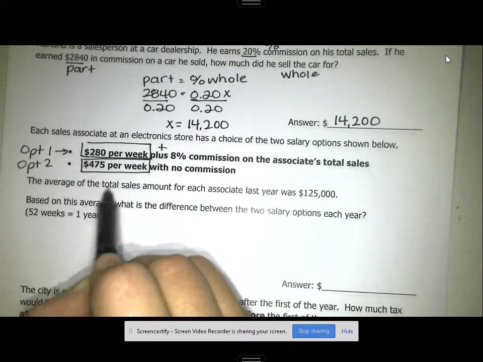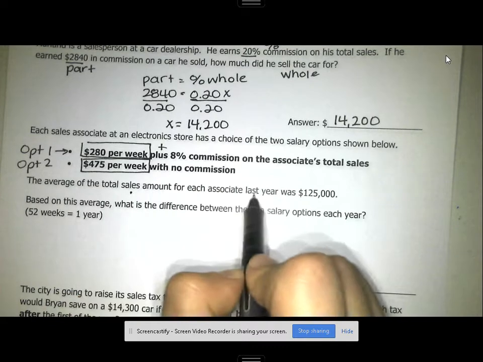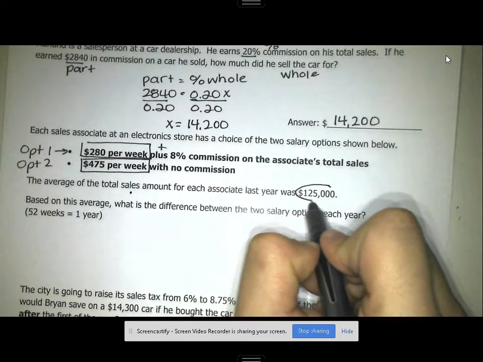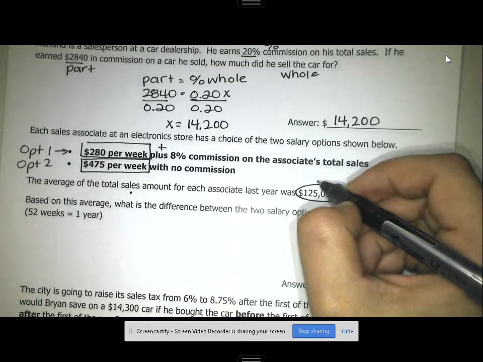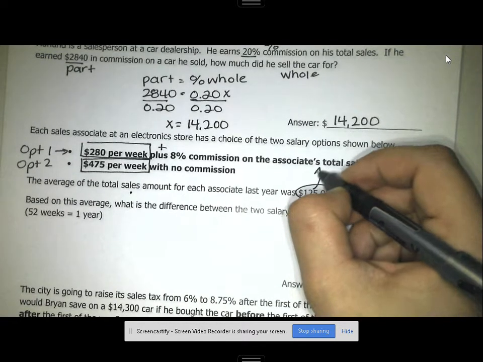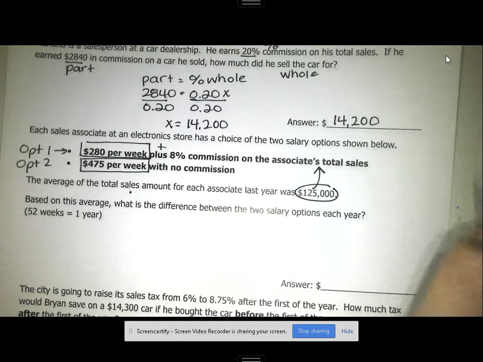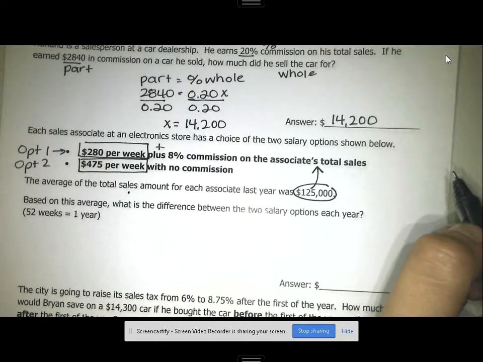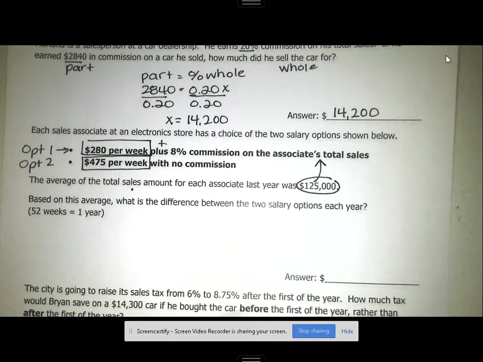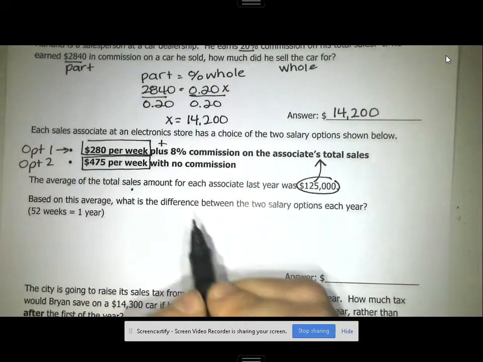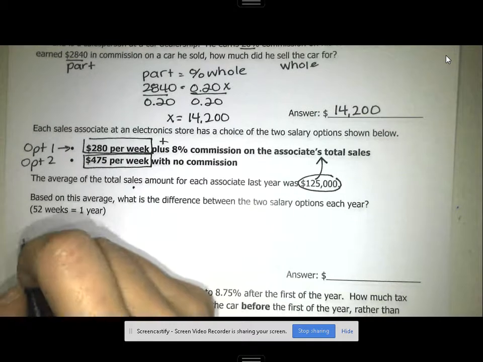The average of the total sales for each associate last year was 125,000. Oh my gosh. I started the video over before because I couldn't say that number after 4 tries, and I was like, I have to start this video over, but I'm not starting it over this time.